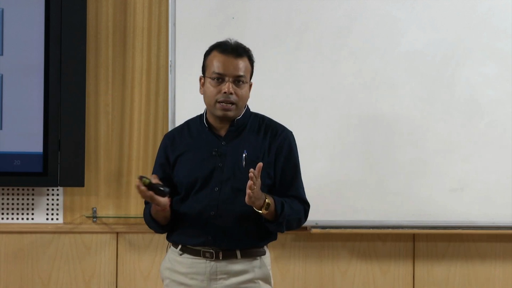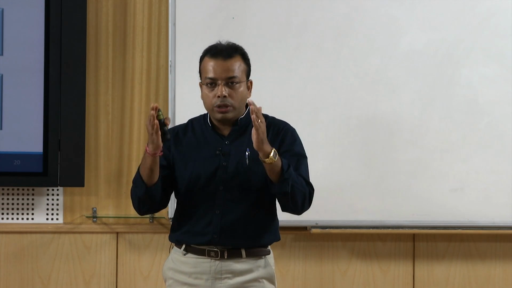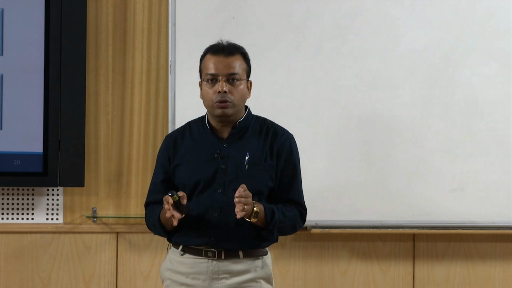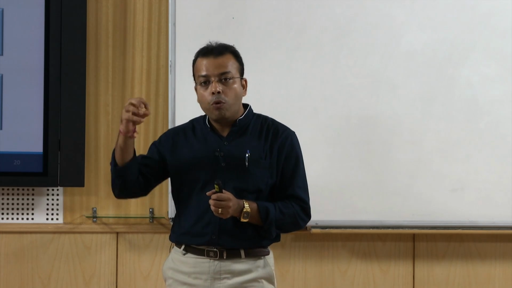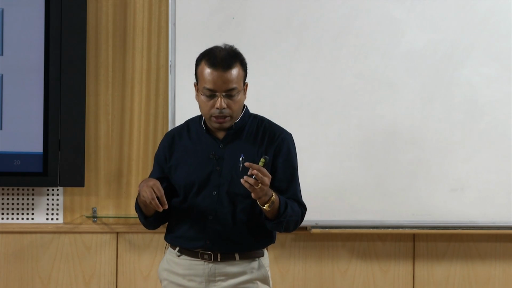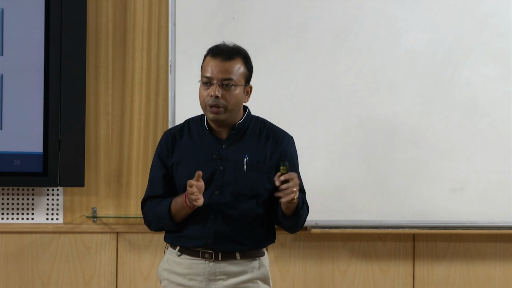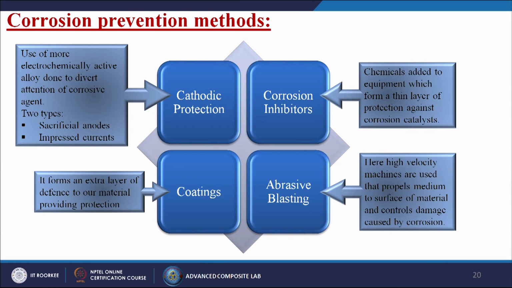Either we have to change the current so that there will be less potential difference between the anode and cathode, so that the chemical reaction will automatically go down, or we will put certain kind of stronger anode materials which will react directly with the electrolyte, but not the ordinary cathode or anode will react. Second is called coatings. We can apply coatings which will not react with the water molecules, the environment, or the chemicals, so that it will form an extra layer of defense for our material.